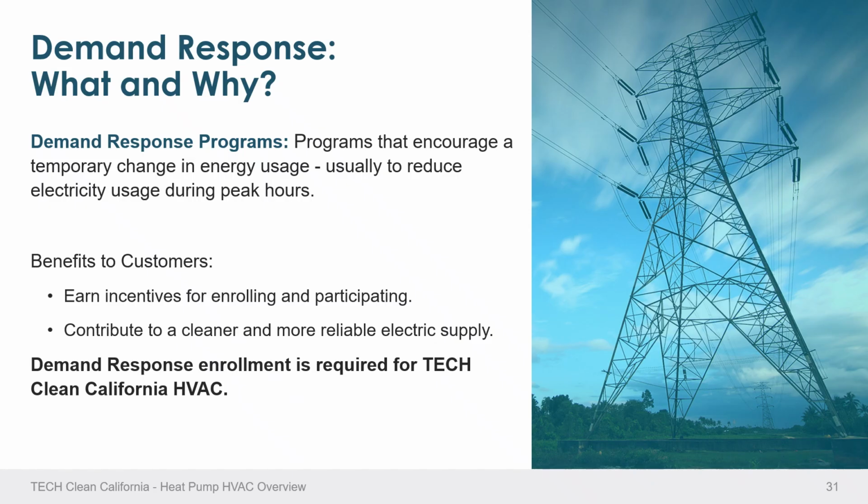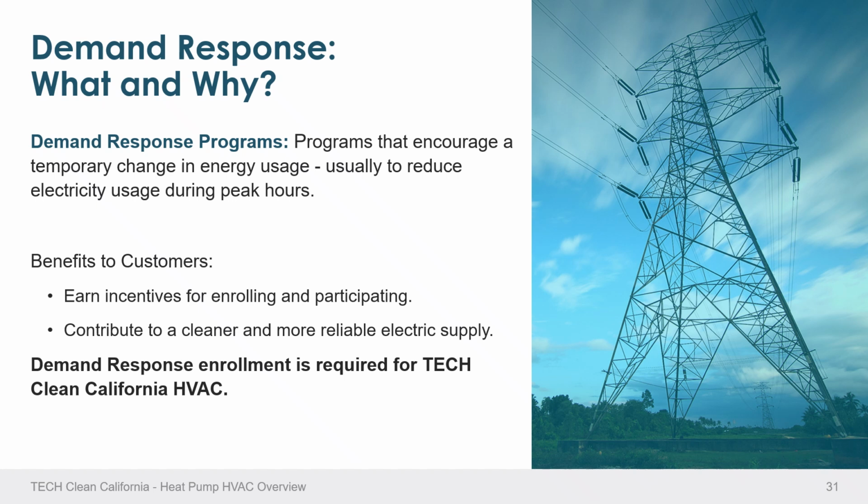First, what do the new requirements mean and why are they important? Demand response programs reward customers for making temporary changes in energy use, usually to reduce electricity usage during peak hours. As California continues to electrify, we see in the evening or peak hours that there is more electricity demand on the grid as compared to the middle of the day when solar and clean energy are more abundant.